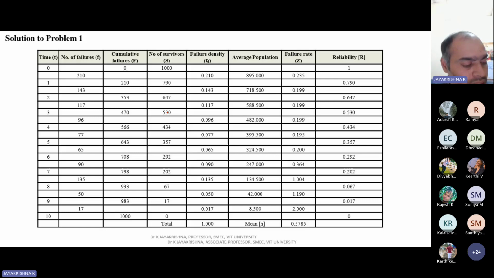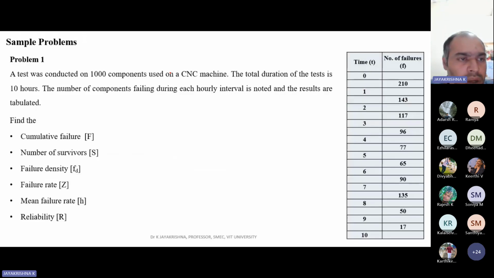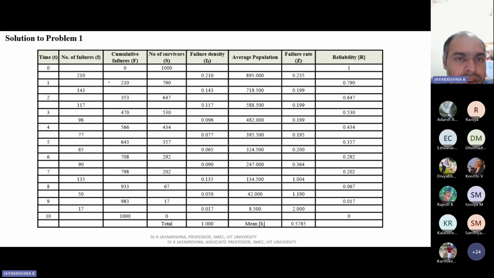Others, thanks for sharing. So the solution to this problem is already shared in our WhatsApp group. So you know this. How to calculate cumulative failures, we know. Then, 1,000 components is the initial number of survivors, already given. So how will we calculate the number of survivors? You can also check in parallel on your mobile phones, open our WhatsApp group to understand the number of survivors. Number of survivors, 1,000 is already given.